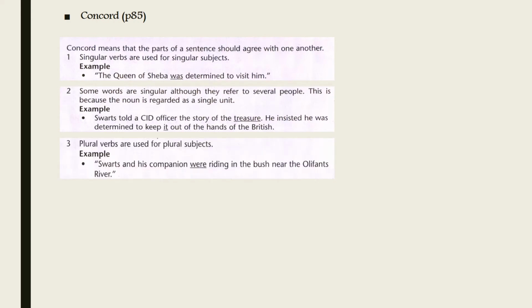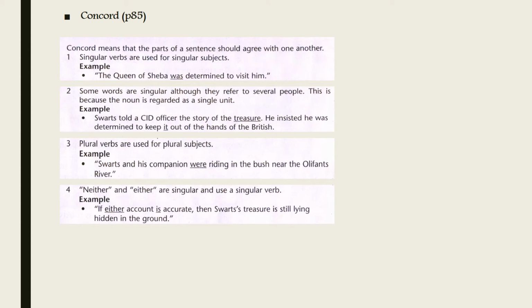In our third example, we refer to plural verbs and plural subjects. A plural subject means you have more than one person or thing doing something specific. Therefore, your verb also needs to take on a plural form. In our example, Swart and his companion were riding in the bush. It shows you that there were more than one person doing this specific activity. Therefore, you needed a plural form of verb.